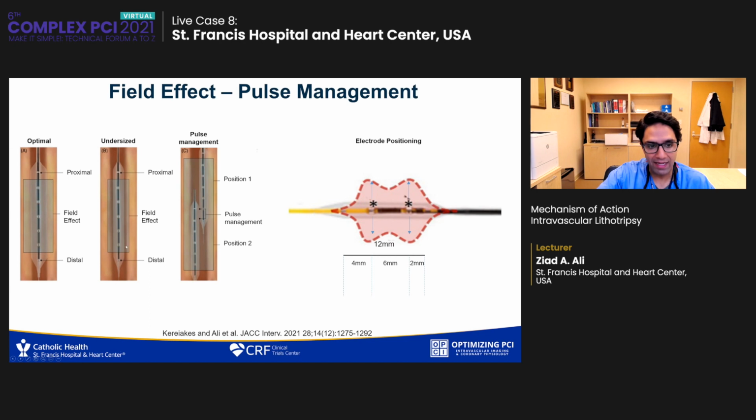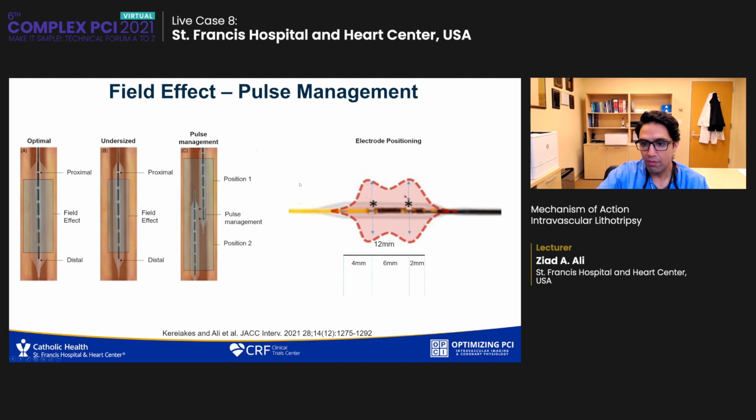If you have space, meaning the balloon is undersized, much of the energy can be lost in the blood, because we're not tenting or bracing the artery or the calcium. Pulse management is when we actually move the electrodes to try to make them immediately opposite of the calcium.